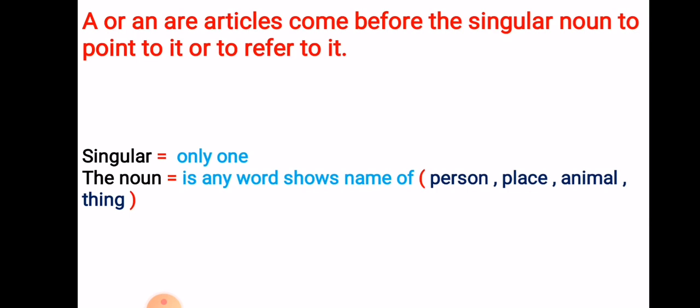And the noun is any word that shows the name of a person, like teacher, or any word that shows the name of a place, like school, or any word that shows the name of an animal, like cow, or any word that shows the name of a thing, like table. So we can use a or an before only one person, or only one place, or only one animal, or only one thing.